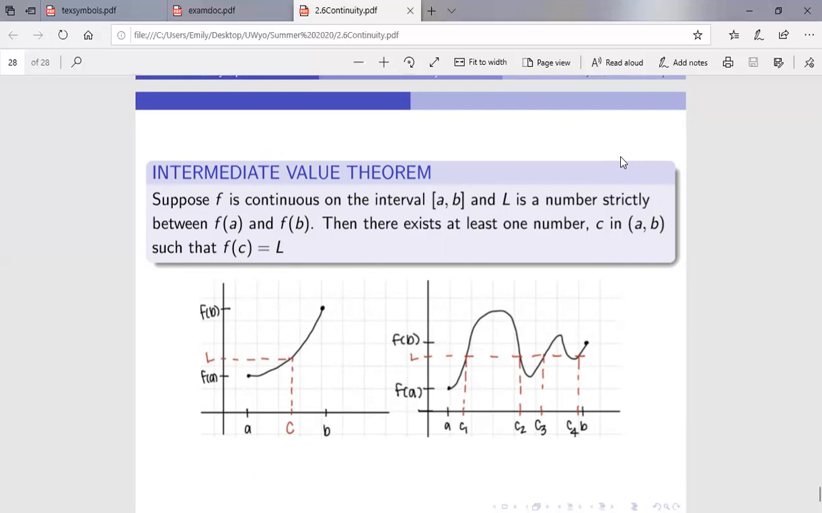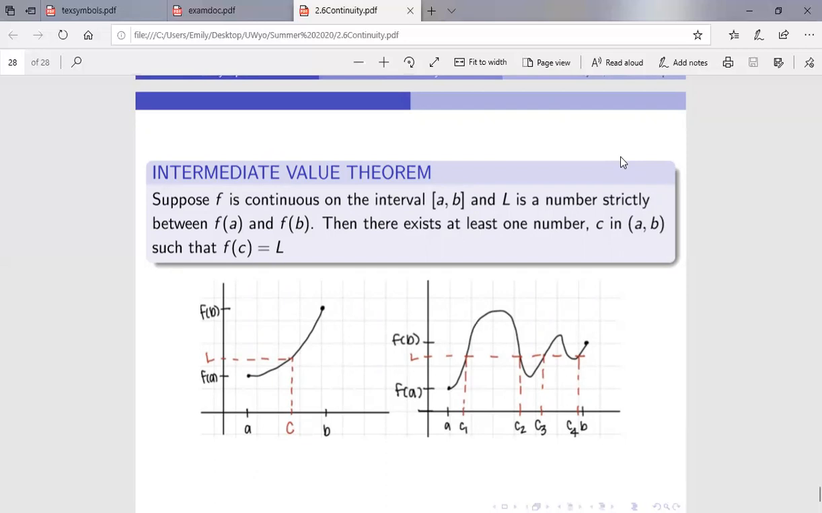If you look to the left-hand drawing, you see I've drawn sort of just a curve and it's got two endpoints, one endpoint at a and one endpoint at b. And if I just pick some value L in between f of a and f of b, I can always march my finger across and hit some point on that line. And when I drop down, there's going to be a value between a and b. Now, the theorem guarantees that we've got at least one number c.